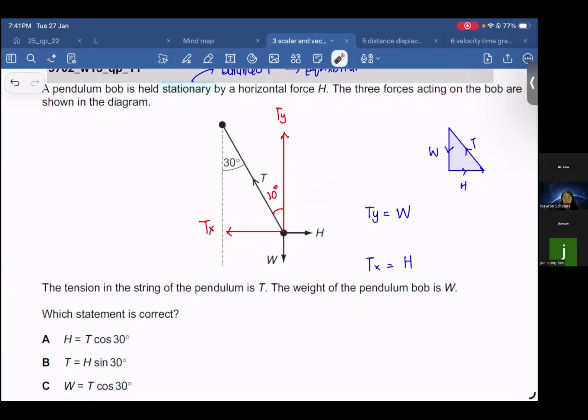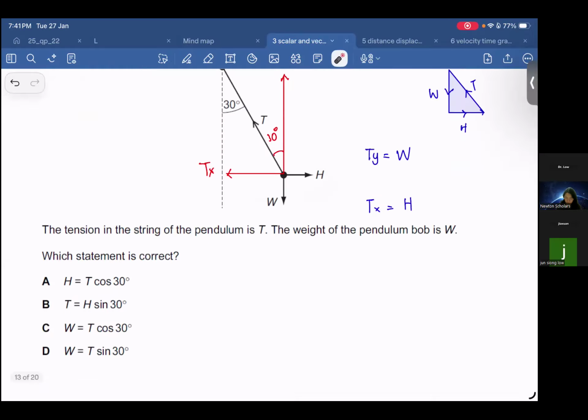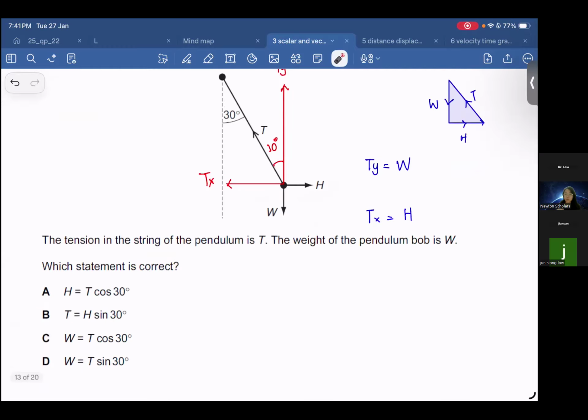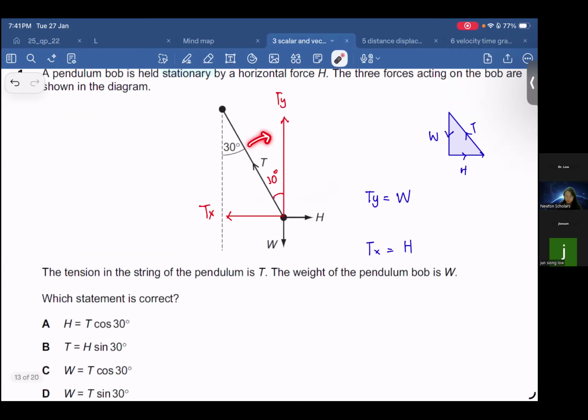Do you know how you find Ty? How do you resolve T into Ty? Then can you please try which answer will be the correct answer? Junxiong and Jiaxuan, you try and then type your answer in the chat box. You type to Newton Scholar, because Dr. Low has my iPad.